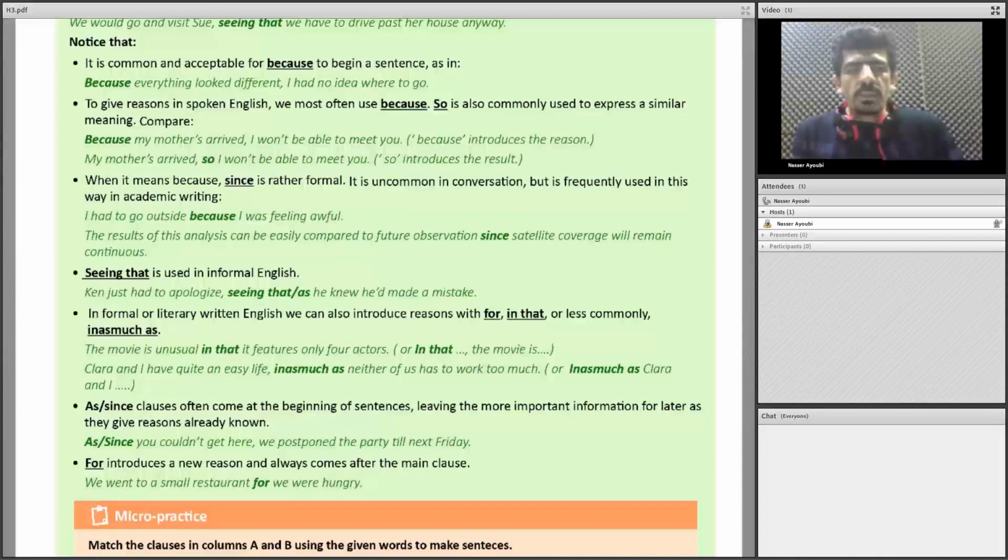When it means because, since is rather formal. It is uncommon in conversation, but is frequently used in this way in academic writing. I had to go outside because I was feeling awful. This is a spoken use of because. And when we want to give reason in more formal situations, we tend to use since. The results of this analysis can be easily compared to future observations, since satellite coverage will remain continuous. Pretty formal.